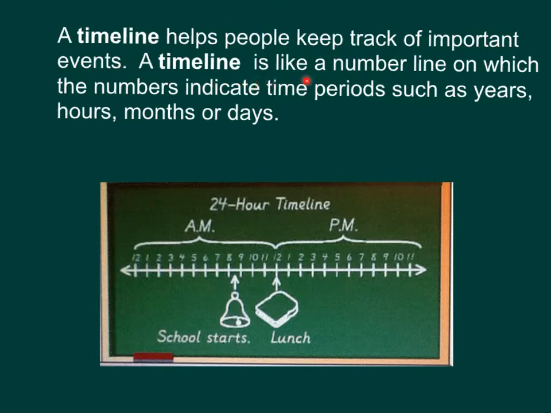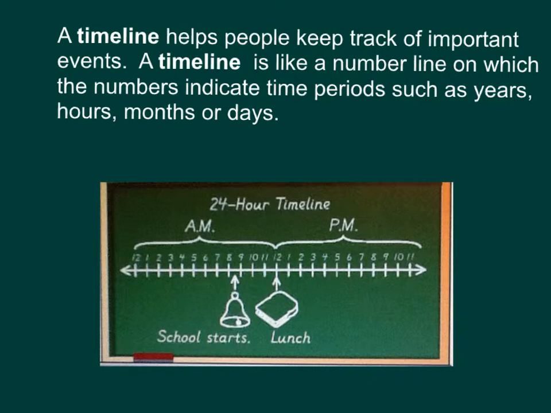A timeline is like a number line on which the numbers indicate time periods such as years, hours, months, or days. If we take a look at this timeline on our screen, this timeline shows the hours of a day. It covers 24 hours. We have divided this timeline into AM, so it begins at midnight, and then PM, which starts here at noon and goes till late into the night.